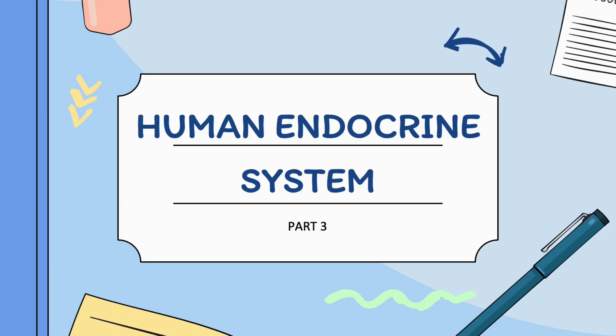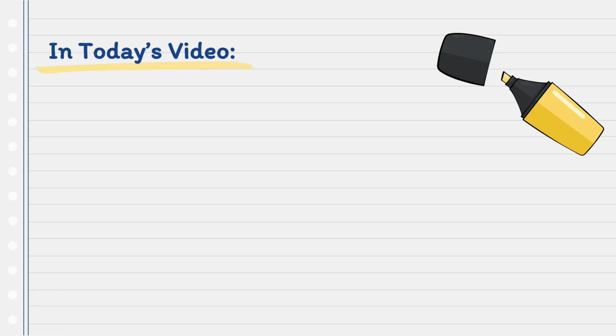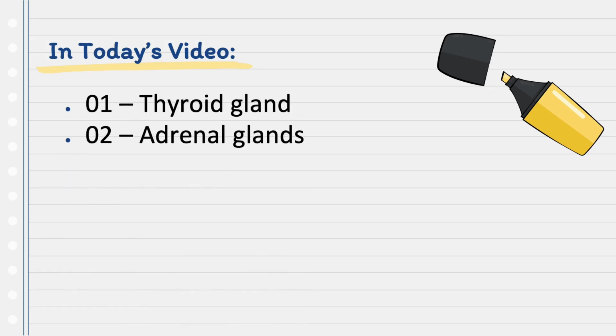This is part 3 of the human endocrine system. If you haven't seen part 1 and 2, please check out my channel. In today's video, I will be going through more endocrine glands. The first one, the thyroid gland. Second, the adrenal glands.